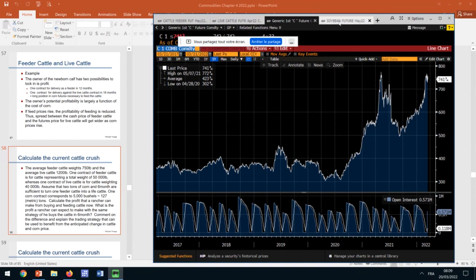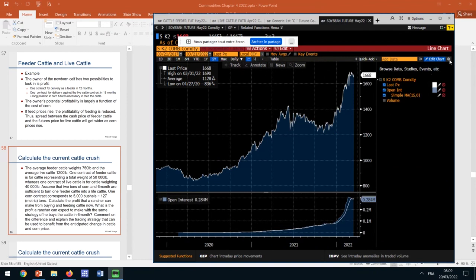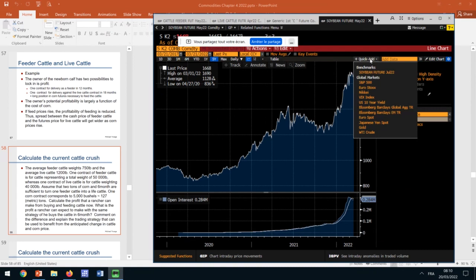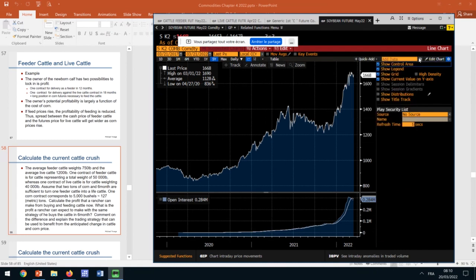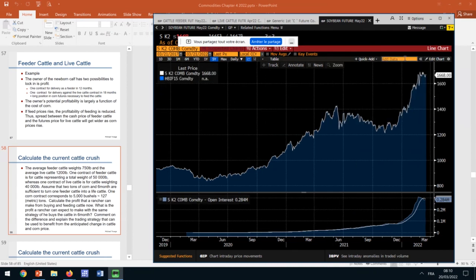Actually, I could try to overlay these two graphs. Let me check the chart. This is the soybeans. That doesn't work. Anyhow, let's not waste time on this, but you got the idea.